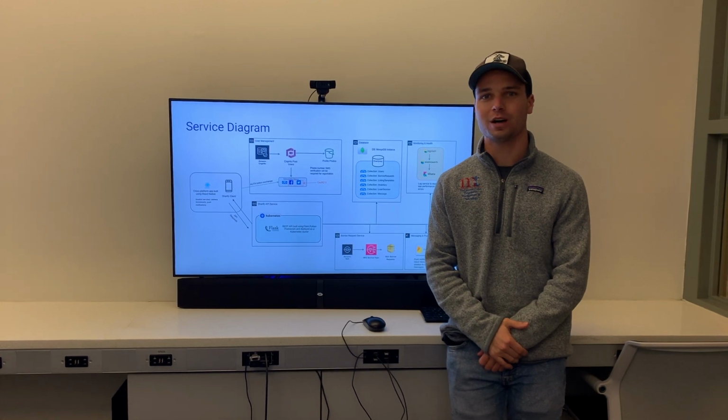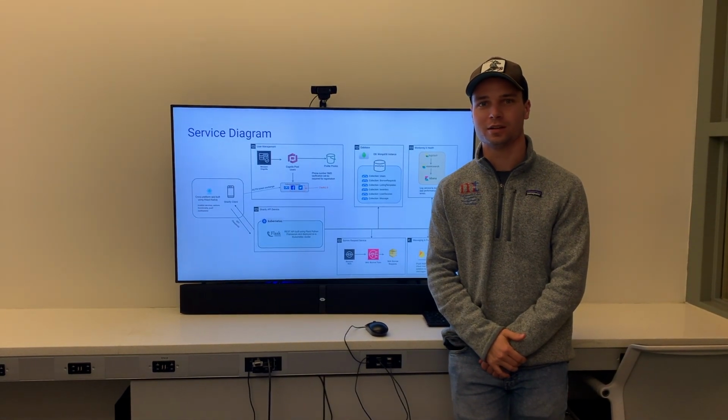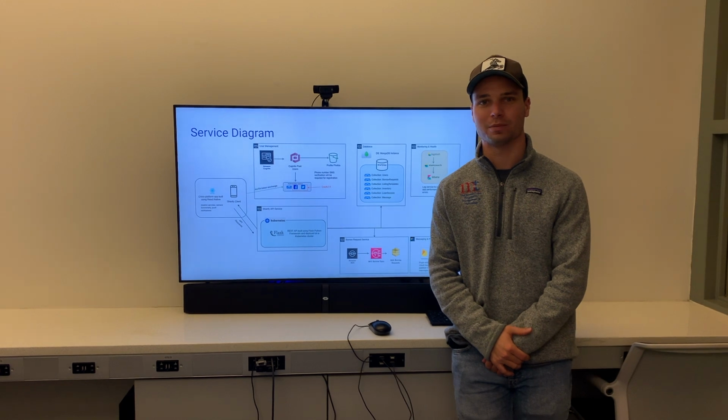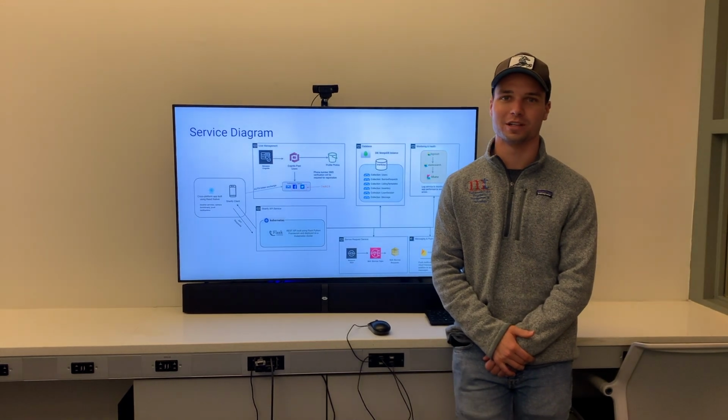For our application, we'll be using React on the front end to build a cross-platform mobile application. We'll be leveraging Amazon Web Services, MongoDB, and Elk Stack in order to help monitor application performance, and we'll be using Firebase for push notifications.